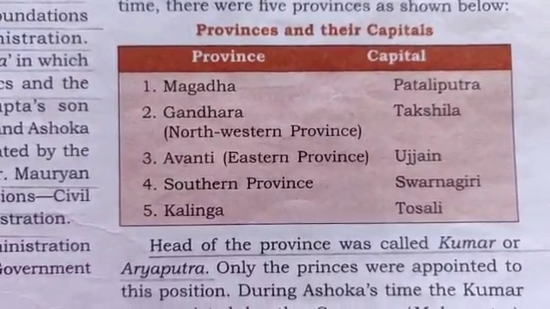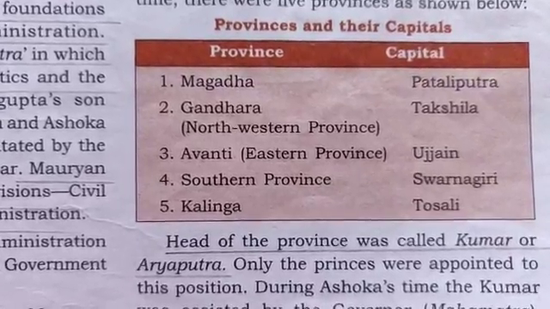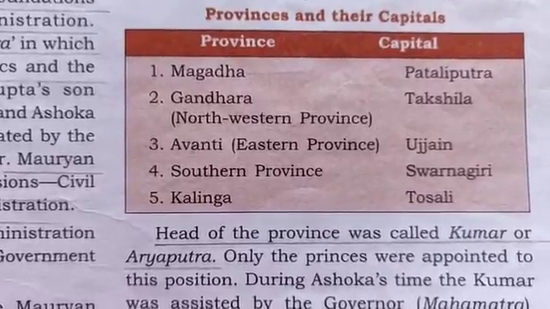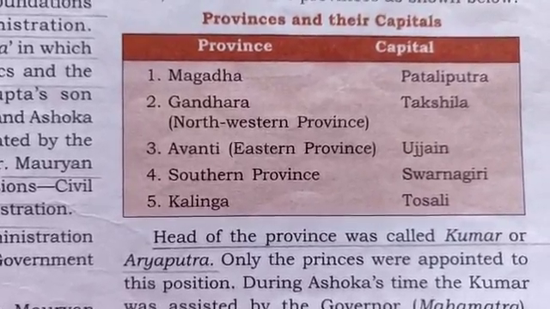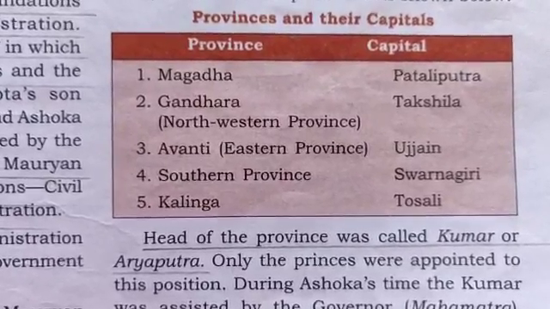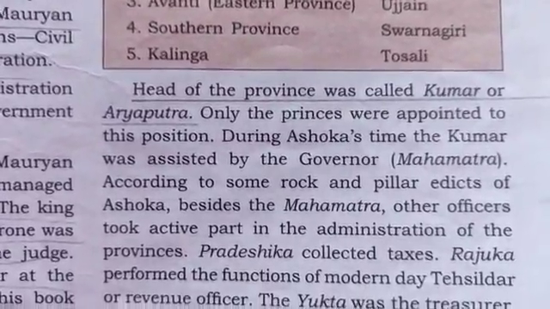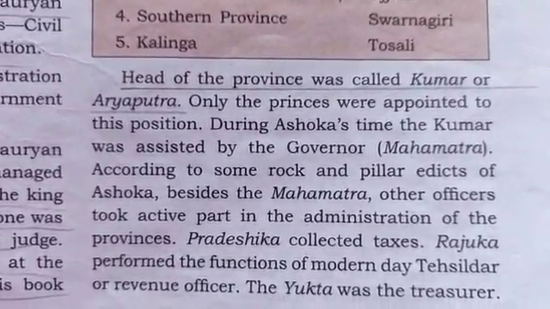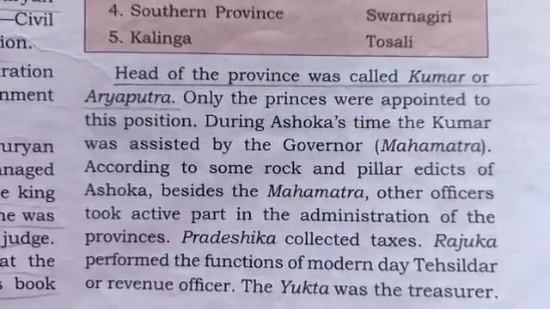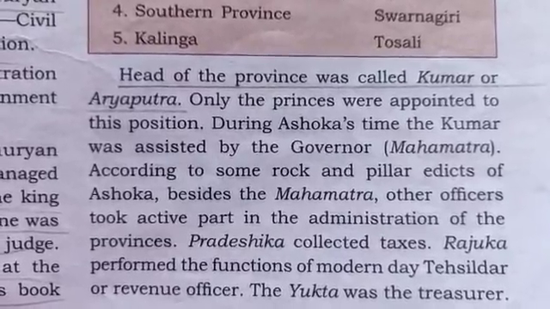Magadh, with the capital as Patliputra, Gandhar, capital at Takshila, Avanti, the eastern province, capital as Ujjain, southern province, Swarnagiri as capital, Kalinga, Toshali as capital. Now, head of the province was called Kumar or Aryaputra. Underline that. Only the princes were appointed to this position, boys from the royal family.